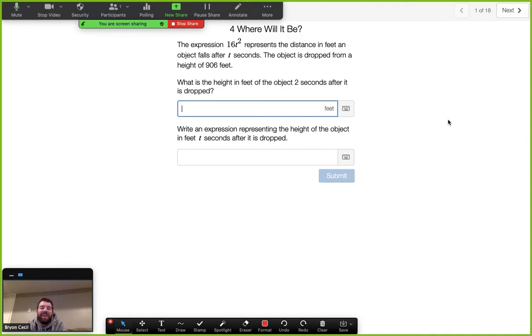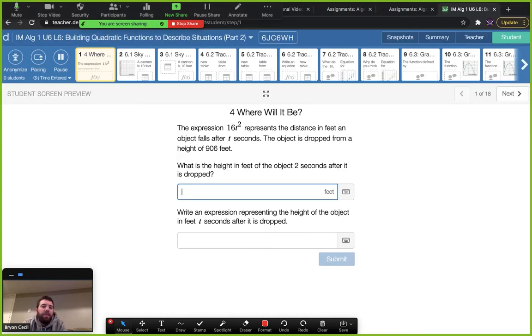Hey guys, this is 6.2, and I believe it is called quadratic expressions. Building quadratic functions to describe situations, part 2. You did the first part yesterday, and this is a 3-part series, and so I've got the middle part.